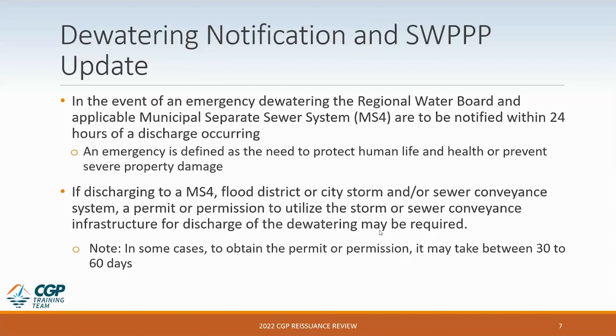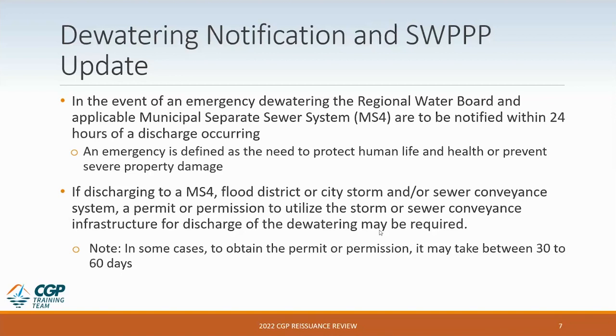In the event you have an emergency dewatering activity that needs to occur, you are to notify the regional water board and the local MS4 system, if you're discharging into an MS4 system, within 24 hours of the discharge occurring. One thing to note is that an emergency is defined as the need to protect human life and health or prevent severe property damage.